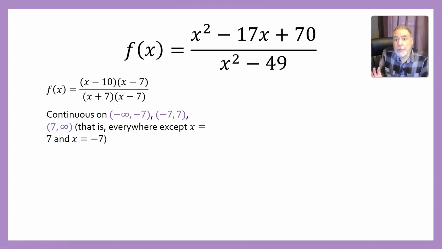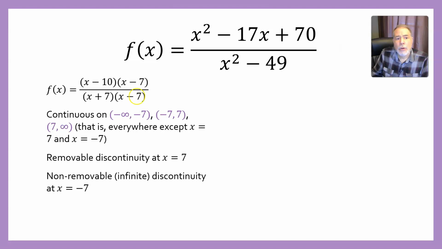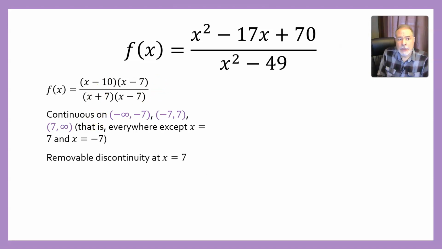Now, if you want to be a little bit more specific about what happens at those two bad points, at x equals 7, we have a removable discontinuity. Notice there's a factor of x minus 7 in the numerator and in the denominator. We could cancel out that common factor and reduce it to just x minus 10 over x plus 7, and then that would be continuous at x equals 7. We would have removed the discontinuity.